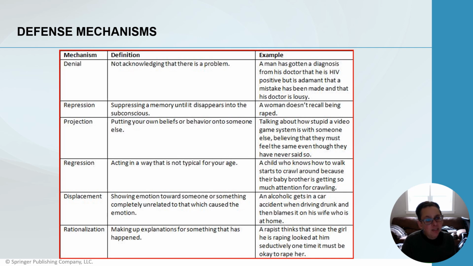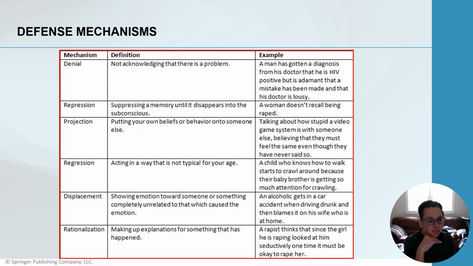Regression, acting in a way that is not typical for your age. And you'll see this quite a bit if you treat kids. This will happen when there's a new family member, or something dramatic or traumatic that happens in the family, where the kid will regress and start talking baby talk. I've experienced that with 12, 13-year-olds. All of a sudden they're talking baby talk to their parents and the parents don't understand. And I said they've regressed. They've had something happen and now they're regressing to cope.